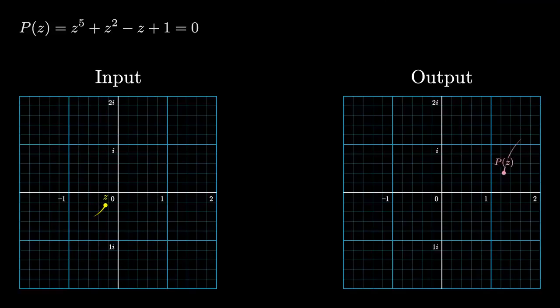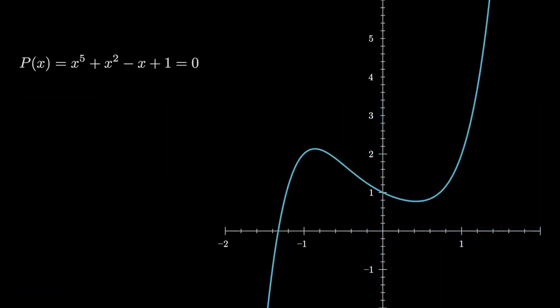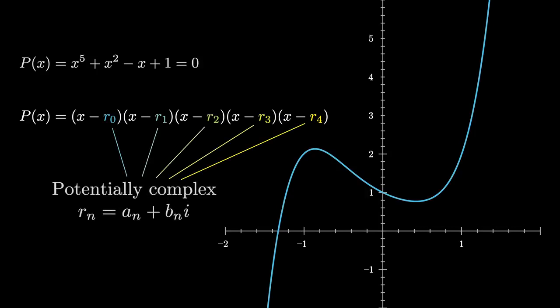Where things get especially interesting is if we ask about finding roots in the complex plane. Even if a polynomial like the one shown here has only a single real number root, you'll always be able to factor this polynomial into 5 terms like this if you allow these roots to potentially be complex numbers. This is the famous fundamental theorem of algebra.